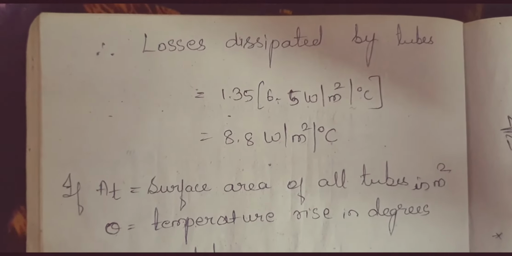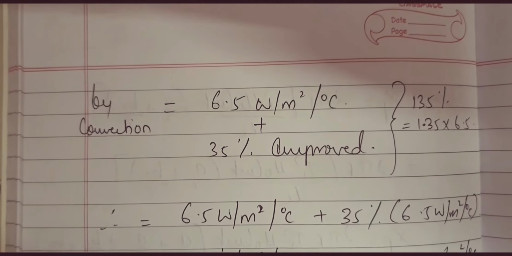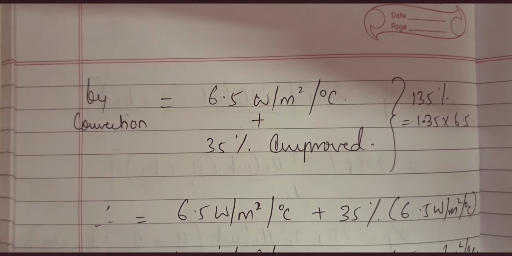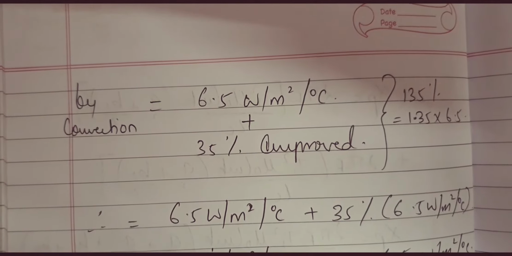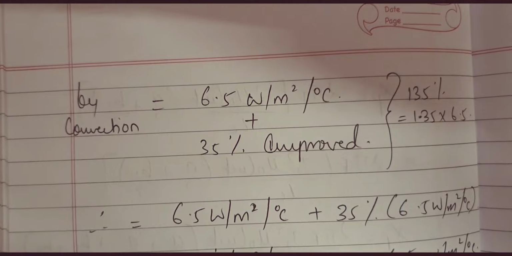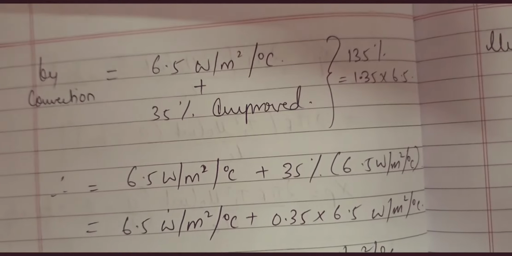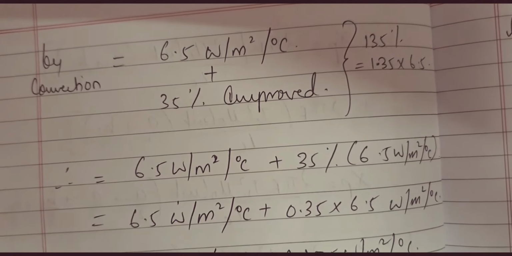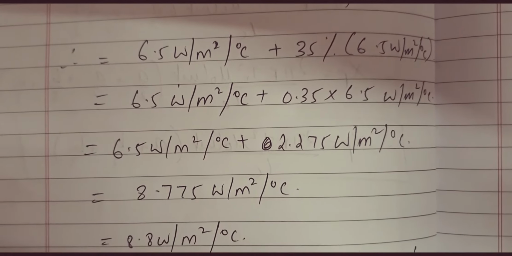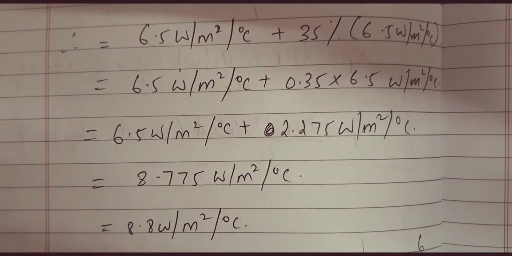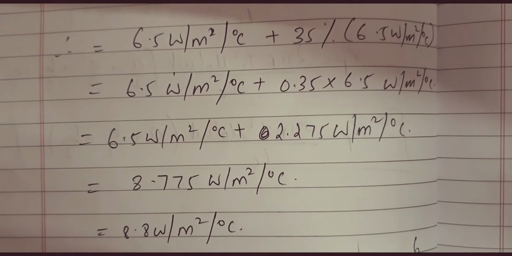Let us see how we got this 8.8 watts. We know that by convection the heat dissipated is 6.5 watt per meter square per degree centigrade. After adding cooling tubes, it is improving 35%. So now I can write the above equation as 6.5 plus 35% of 6.5, which is nothing but, after solving, we are going to get it as 8.775, which is nothing but 8.8 watt per meter square per degree Celsius.